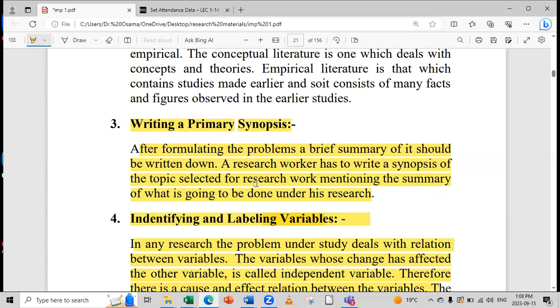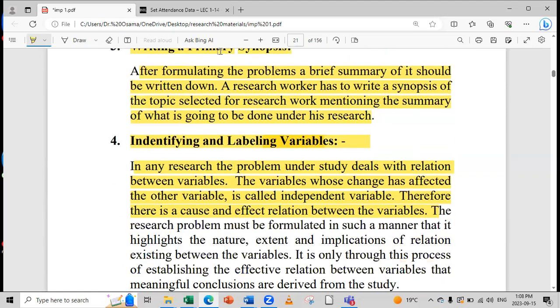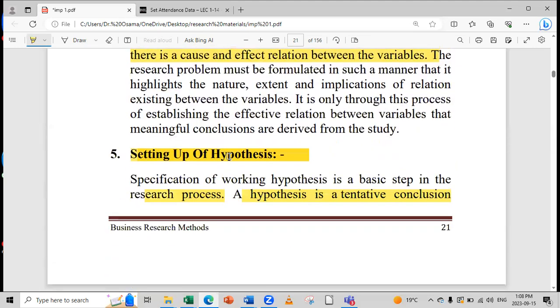Then we write a synopsis, very short, around 8 lines, about the research outcomes. Then I define the variables. What are the variables which I have? It's very important: the independent variable and the dependent. Then setting up the hypothesis. As I said before, the hypothesis is a cause-effect relationship.